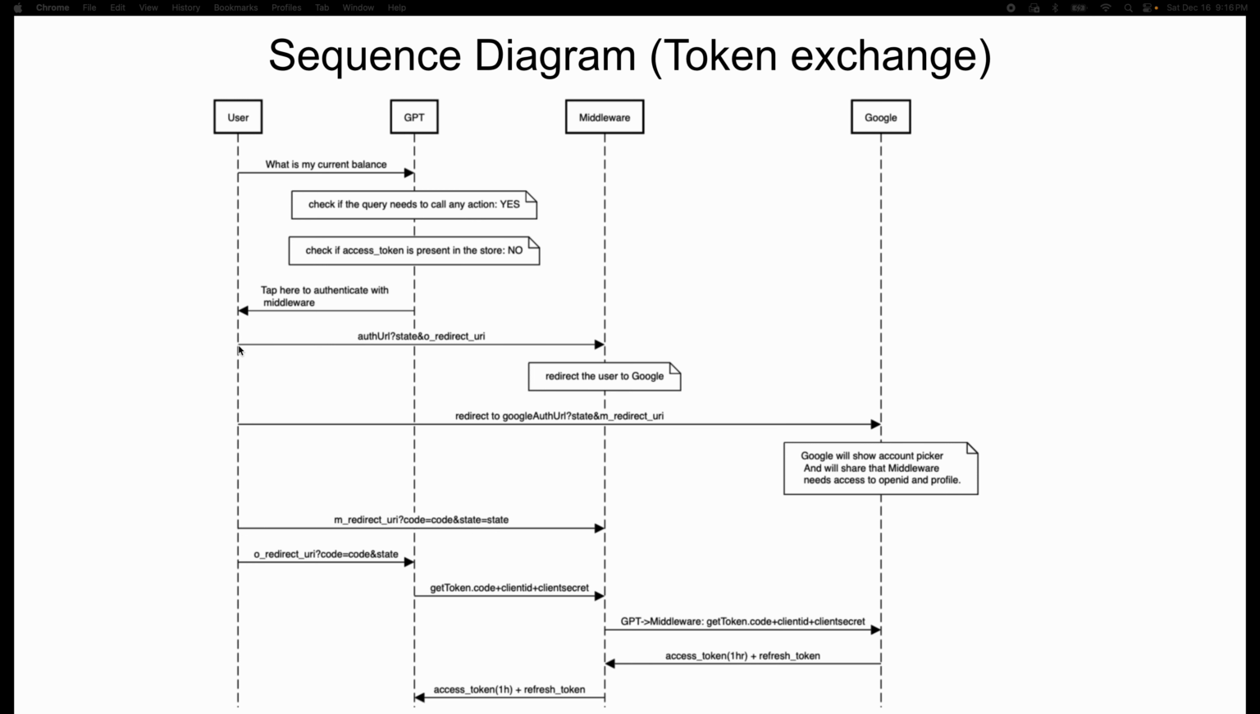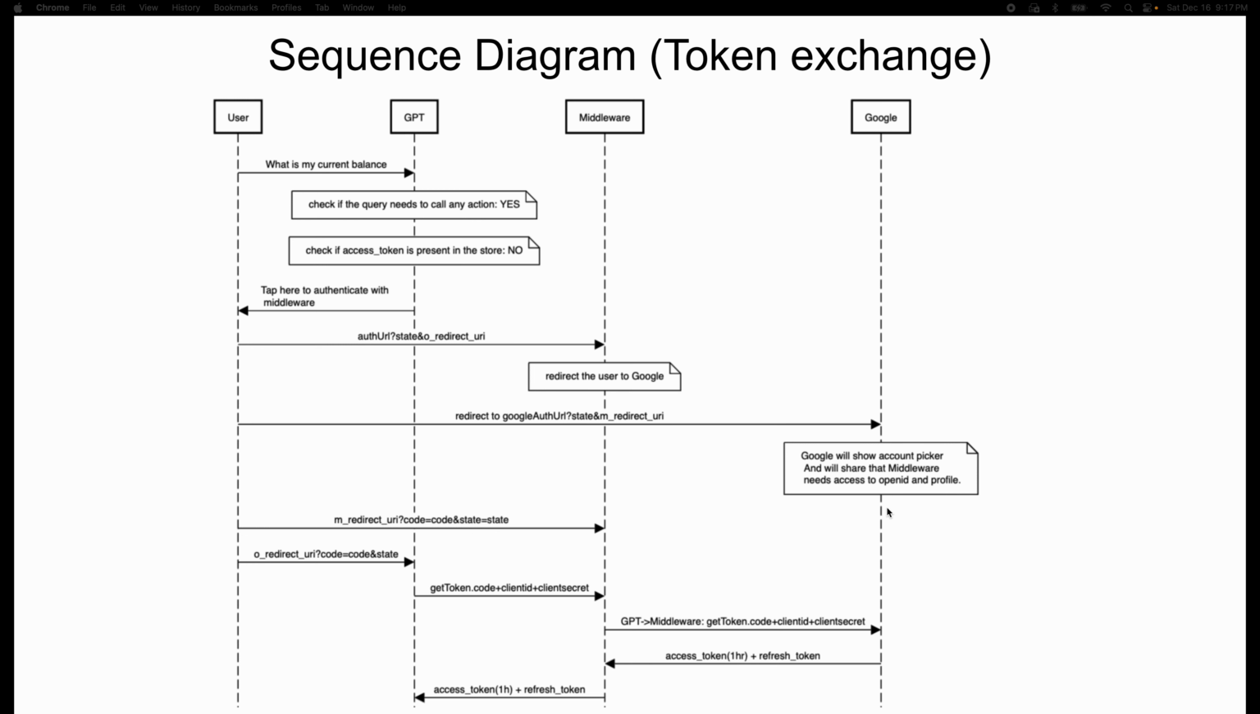They tap on the link, and the user's browser is redirected to our middleware. Our middleware will see this request and will redirect the user to Google. So the user's browser will now point to Google with their account picker, and Google will ask which of these accounts you want to share the user ID and profile with.